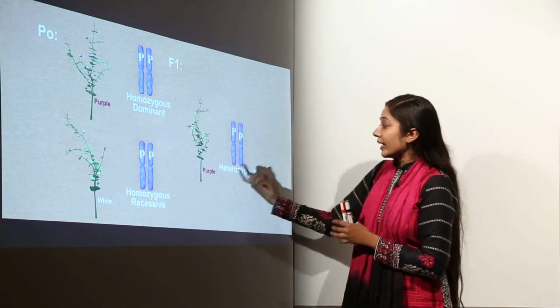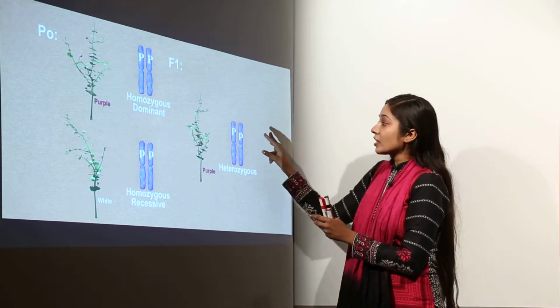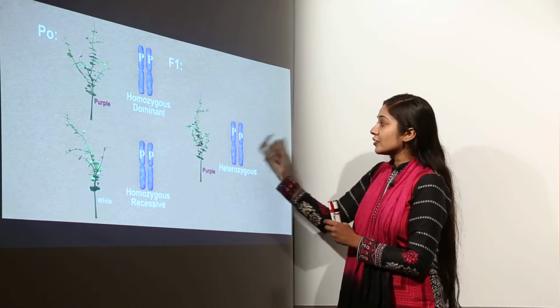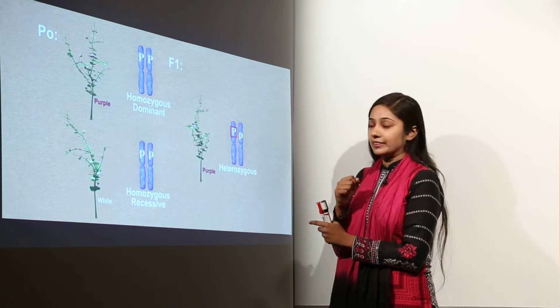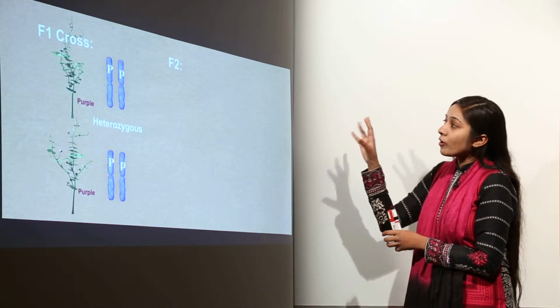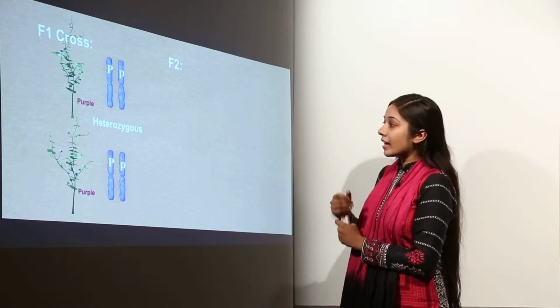So it is heterozygous. Why? Because it has two different genes. One is dominant and the other is recessive. So it becomes heterozygous. Next, we talk about the second filial generation. What happens?